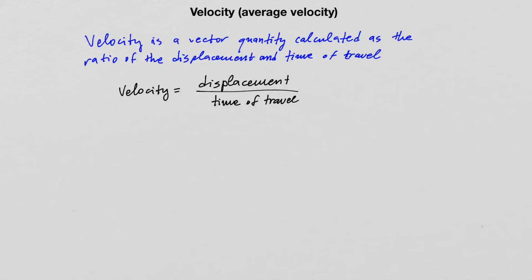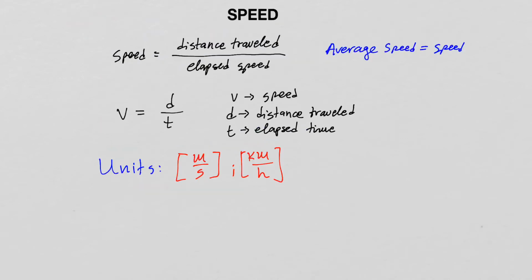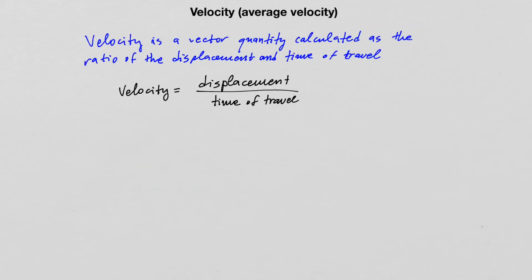Notice that the definition of velocity is very different than the definition of speed. Speed was defined as distance traveled divided by elapsed time. Velocity is defined as displacement divided by time of travel, or elapsed time. So those are two different definitions.